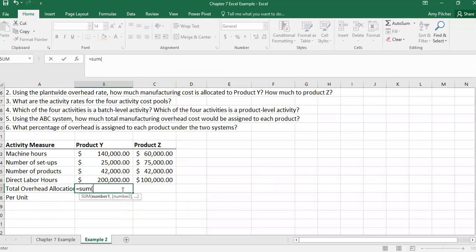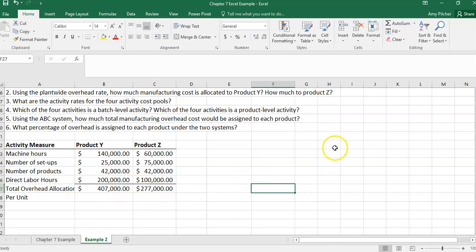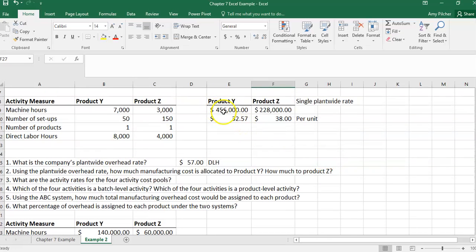Once I've done all of the allocations for each activity, I can add up and see what my total overhead allocation per product is. So now I have $407,000 for product Y and $277,000 for product Z. We can compare it to the plant-wide rate, where we have about a $50,000 difference, where we have transferred $50,000 of product Y to product Z.